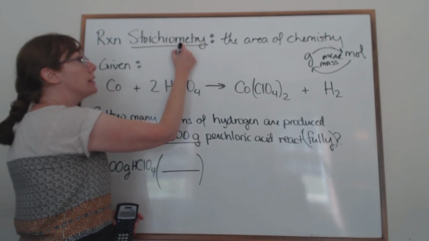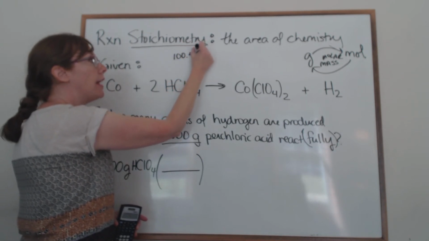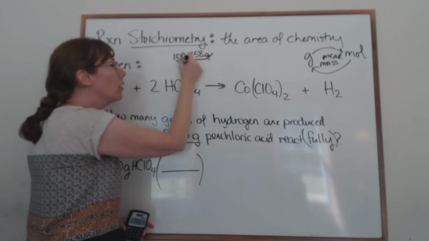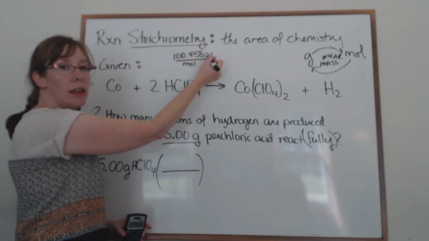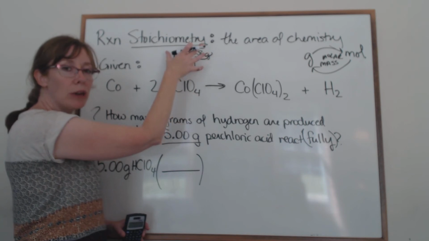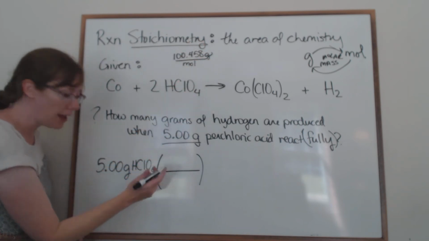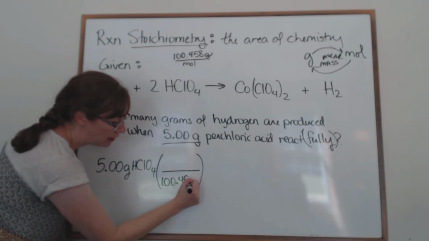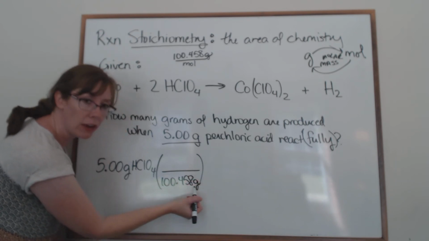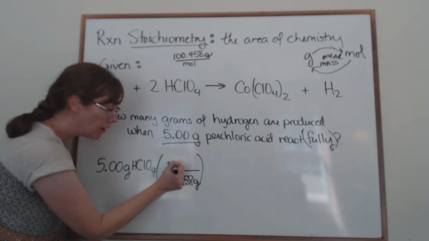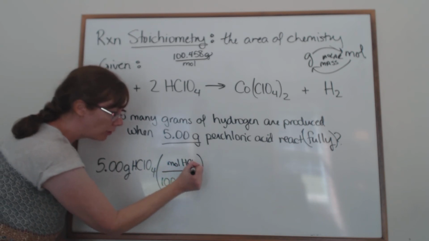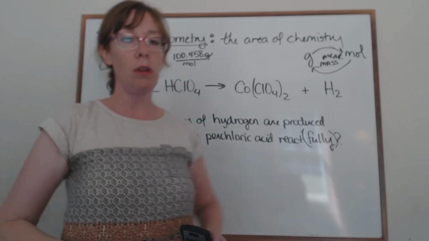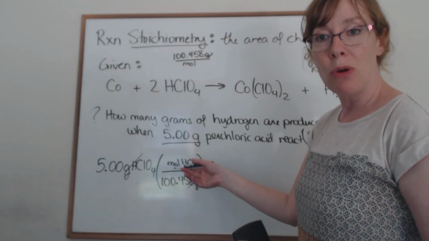Remember, molar mass, 100.458, is not just a number. It's the grams per mole. It is a conversion factor. It's just all about how do I use it. Well, this one I have to invert upside down because the whole point is I'm trying to get rid of grams. So I write 100.458 grams per mole. Now I'm going to rewrite HClO4 in there. I don't want to lose track of who I'm dealing with. Okay, that will get him in moles.